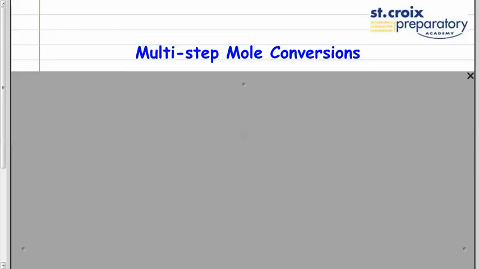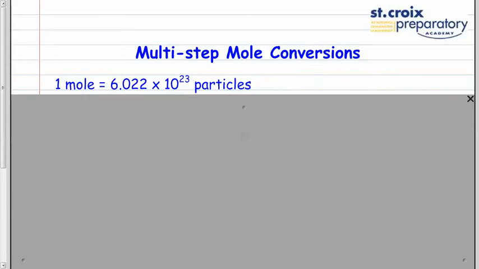Okay guys, today we're going to talk about multi-step mole conversions, those that consist of 3 to 4 steps. So first of all, you have to remember that you've already learned about some mole conversions: that 1 mole is equal to 6.02 times 10 to the 23rd particles. Now those particles can be anything.